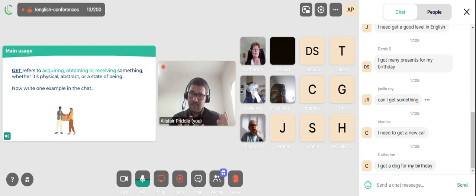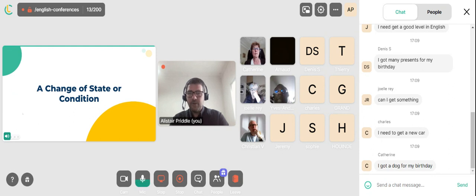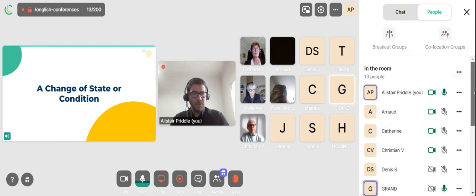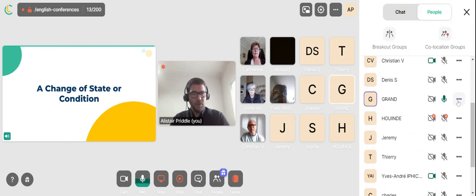Okay, so that's great. We understand that. Fantastic. Well done. But let's continue and have a look at some of its other uses. The first being a change of state or condition.